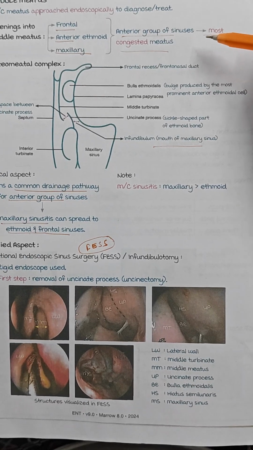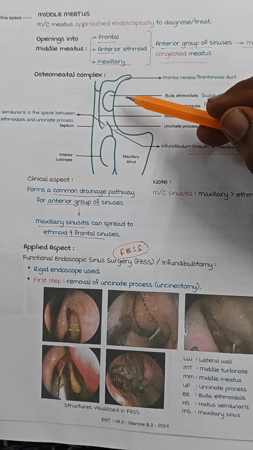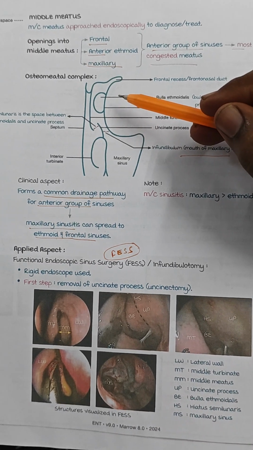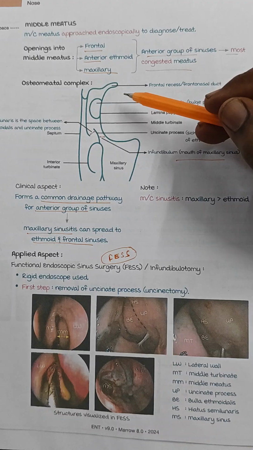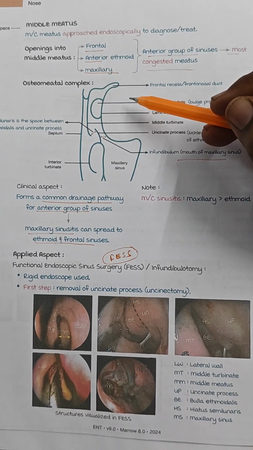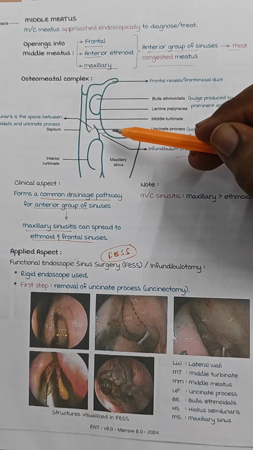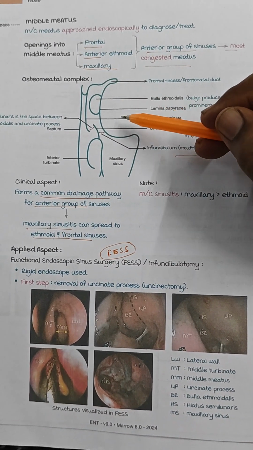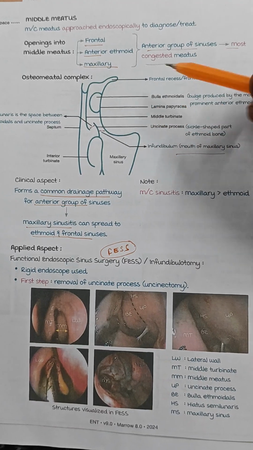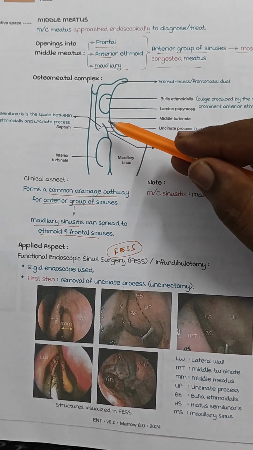Now, one structure in the osteomeatal complex is the bulla ethmoidalis. It is the most prominent anterior ethmoidal sinus, which appears as a bulge in the middle meatus. Just below it is the uncinate process of the ethmoid, and in between the bulla and the uncinate is the hiatus semilunaris. Through the hiatus semilunaris, we enter a three-dimensional area.